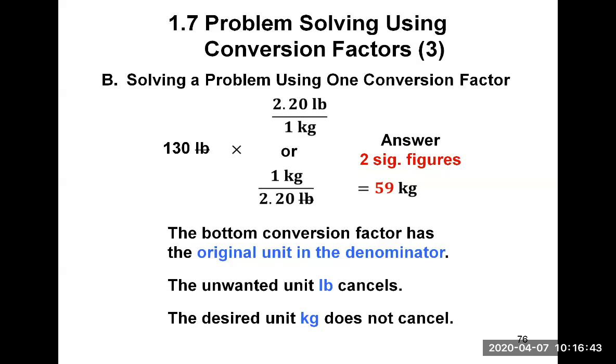So the unwanted unit of pound cancelled and the desired unit of kilogram stayed in the numerator, and that's then the unit of the final answer.